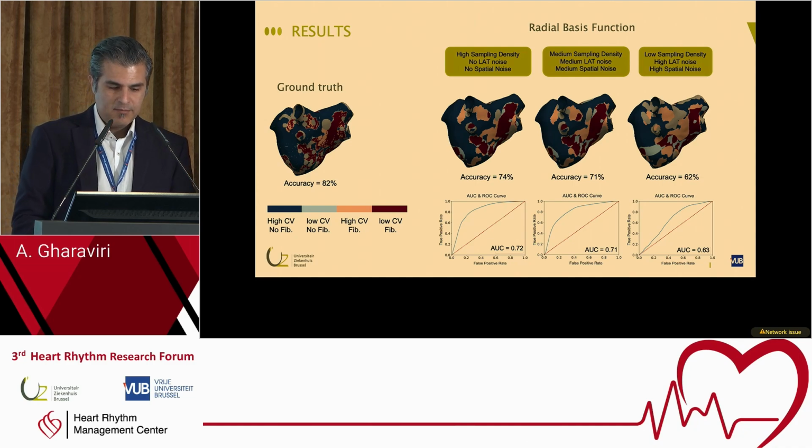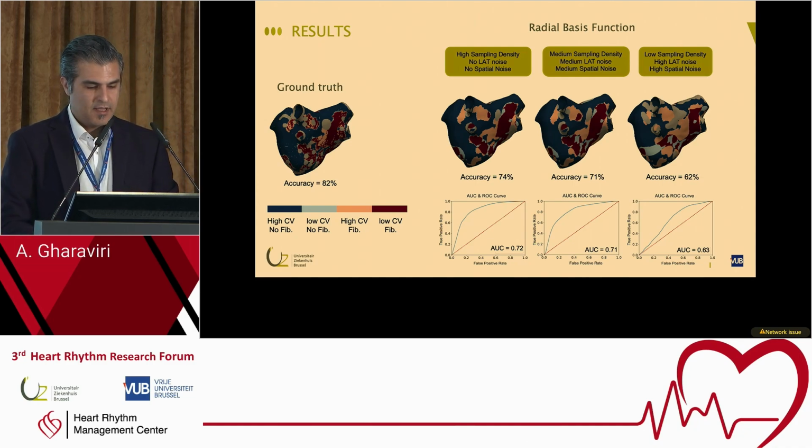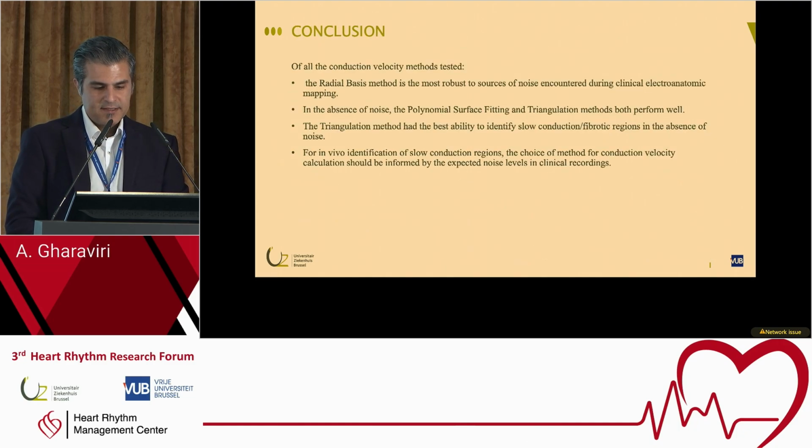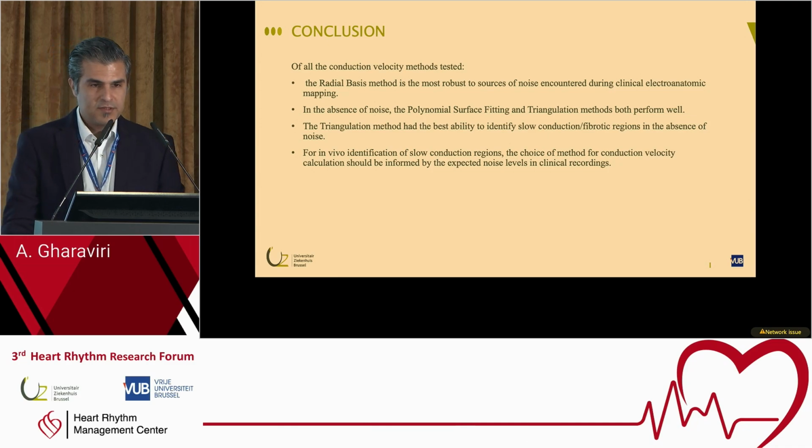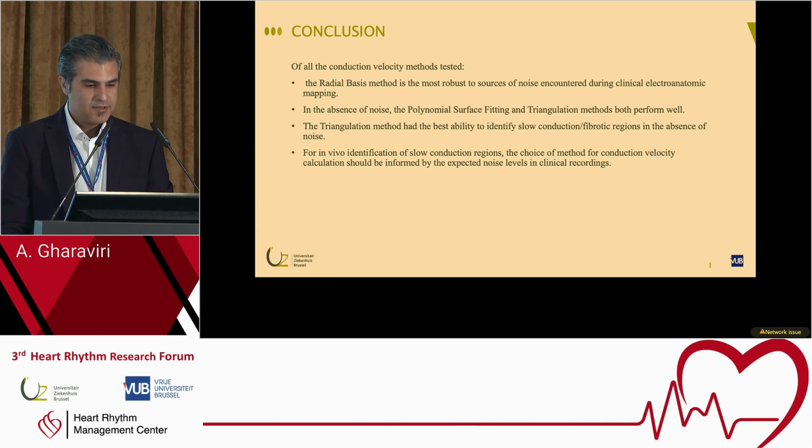And the radial basis function was the best to detect the fibrosis location in the absence of any noise and in high sampling. And it kept the performance when you increase the noise level. But then again, when we go to a very high level of noise, the radial basis function also fails. So this gives a message to the clinicians that we can detect fibrosis, but to a certain precision.